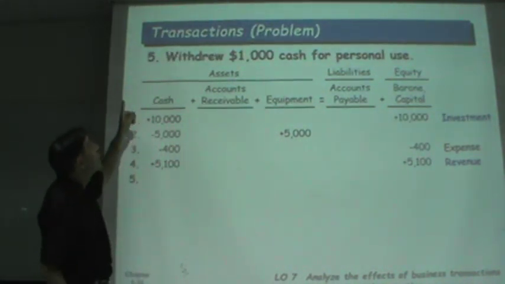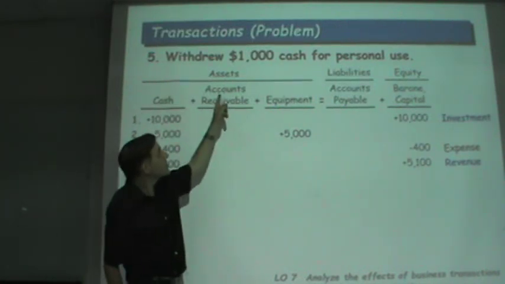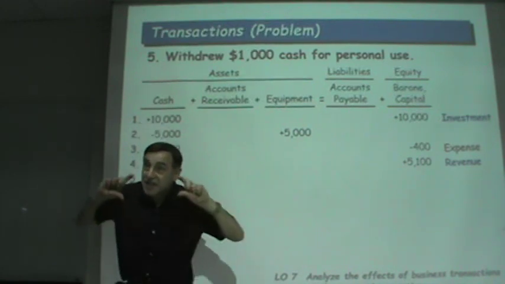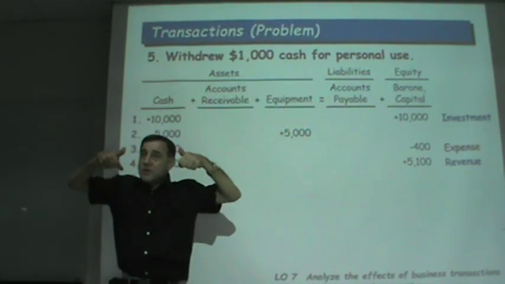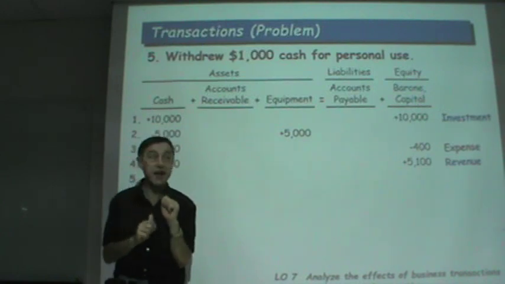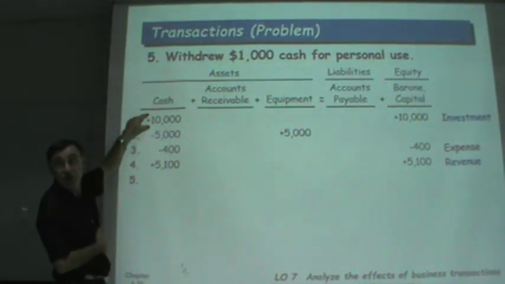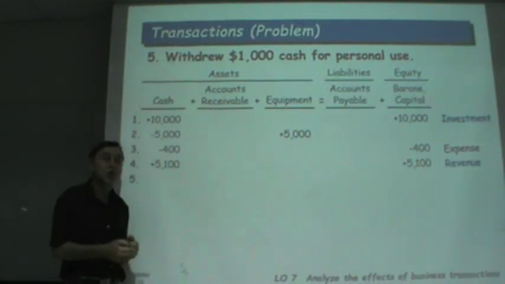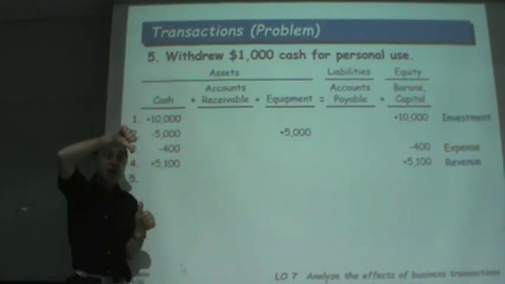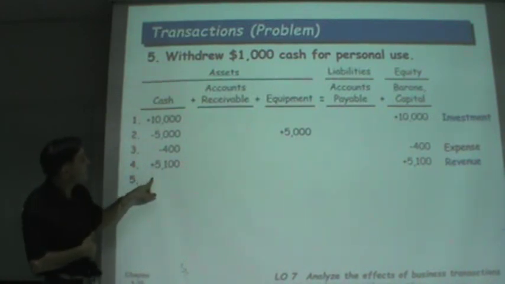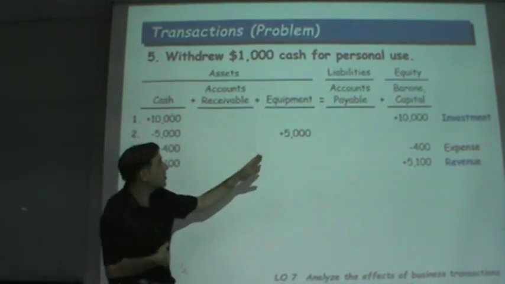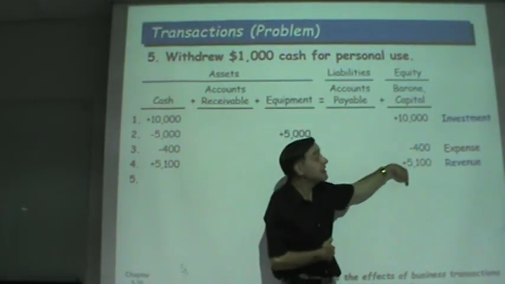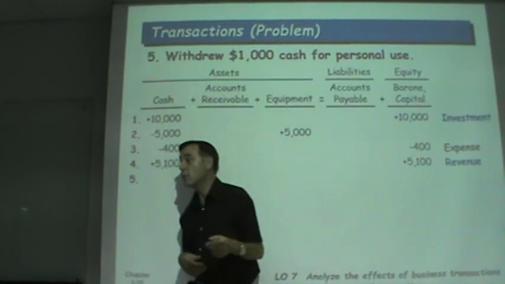Number 5. Withdraw 1,000 cash for personal use. So, withdraw cash is exactly the opposite of invest cash, okay? So, investing cash is plus sign, withdraw cash is minus. So, the business paying cash, cash going down. Minus 1,000 cash, nothing here, nothing here, nothing here. Equity going down by 1,000.